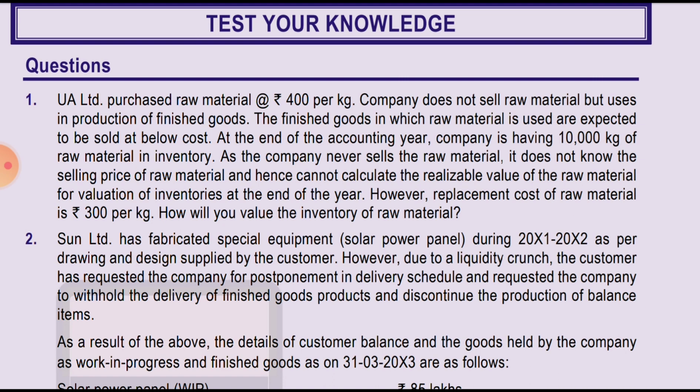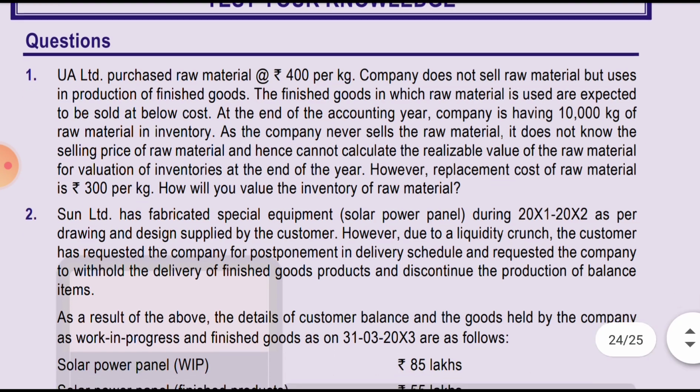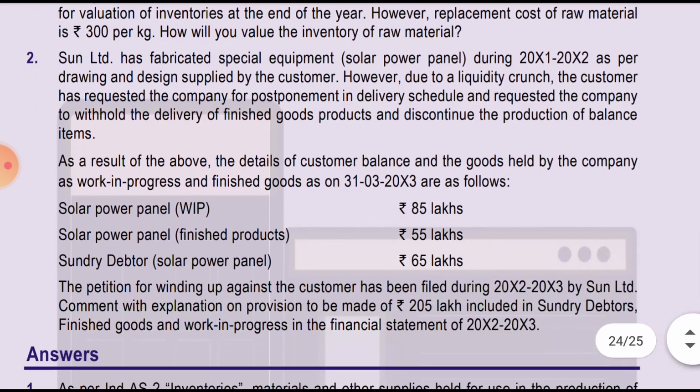See, it does not sell the raw material. It does not know the selling price of the raw material, and hence cannot calculate the realizable value of the raw material for valuation of the inventory at the end of the year. However, the replacement cost of the raw material is 300 per kg. How will you value the inventory of raw material? Simple. We'll calculate 1,000 kg into 300 per kg, and not the purchase cost of 400 per kg.